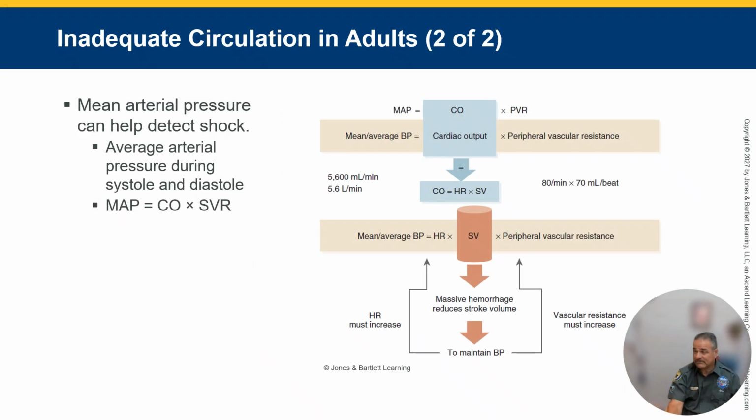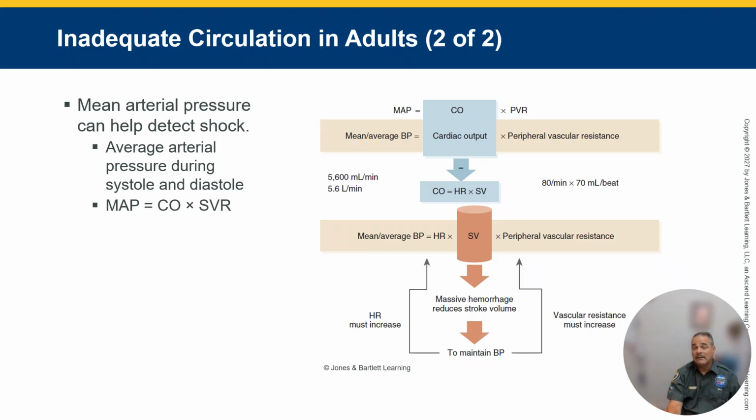So mean arterial pressure, or MAP, can help to detect shock. It is the average arterial pressure during systole and diastole. So systole, remember, that's that top number, and diastole being the bottom number. For us to calculate what MAP means, okay, mean arterial pressure equals cardiac output times stroke volume.